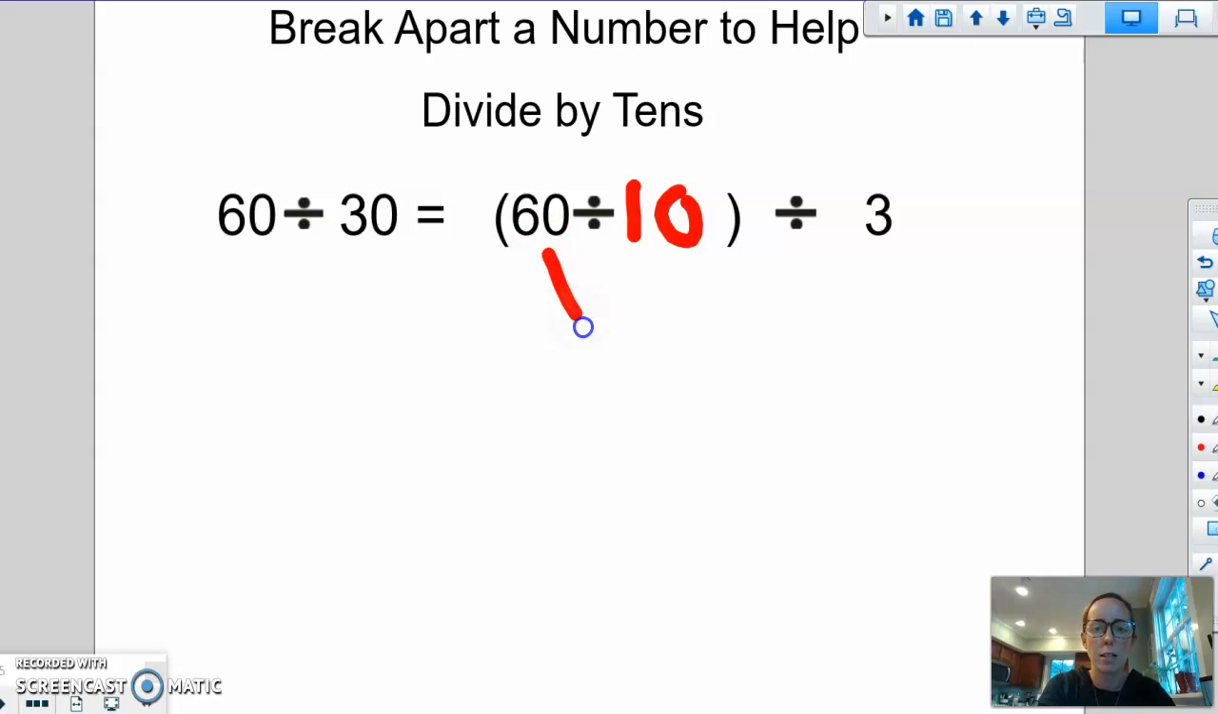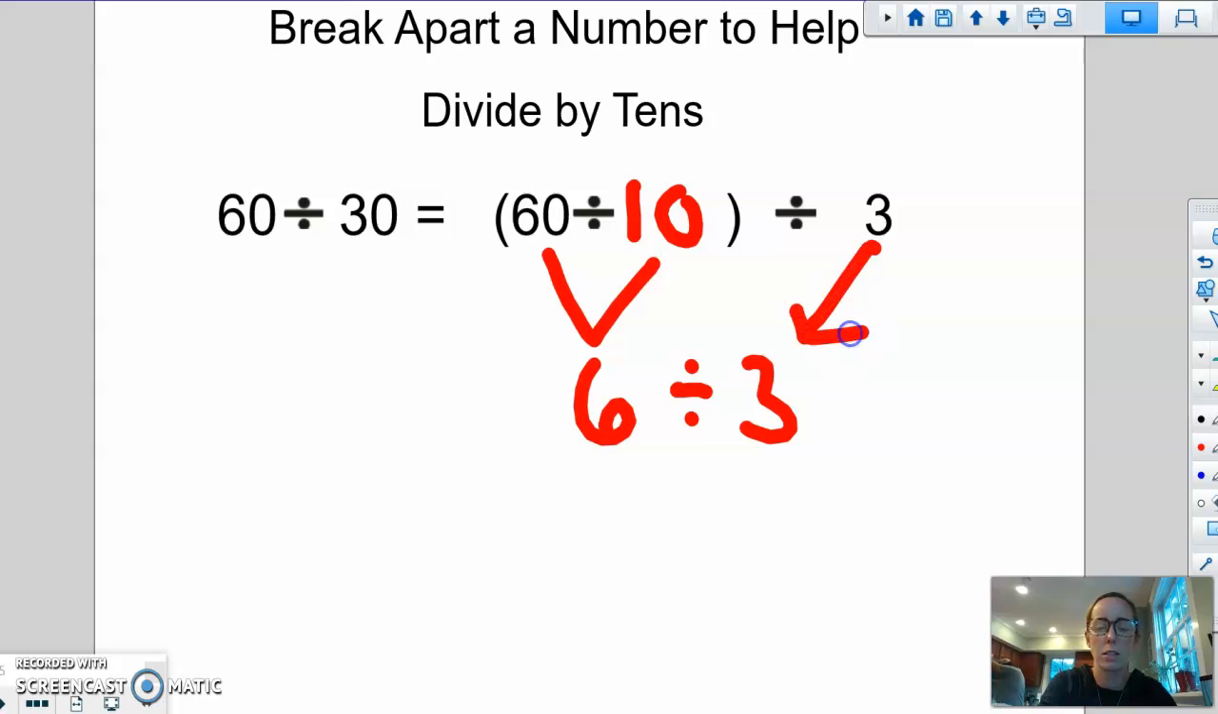Now, when I'm dividing 60 by 10, just like we just did, I know that when I'm dividing a number by 10, I can just bump that 0 off of my dividend. So 60 divided by 10, I get 6. And then I bring down this 3 that I still need to divide by. 6 divided by 3, and I would get a final answer of 2. So all I did was break up my divisor to make it a little bit easier for me to divide.